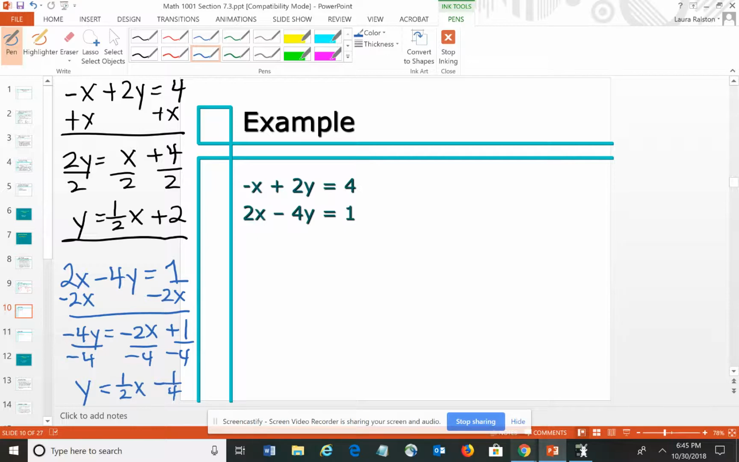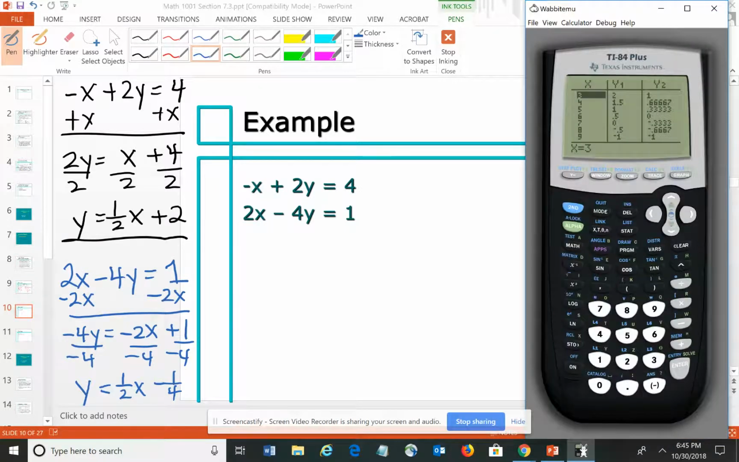Once I have them solved for y, we're going to enter them into the graphing calculator. So I need to clear out everything that I had entered previously. And I also want to put my screen back to the regular size window. To do that, you press Zoom 6. That's going to give you the standard window. So we enter 1x divided by 2 plus 2, enter.